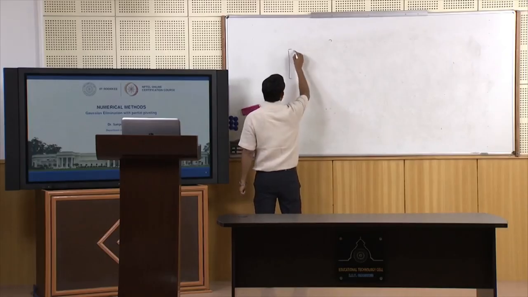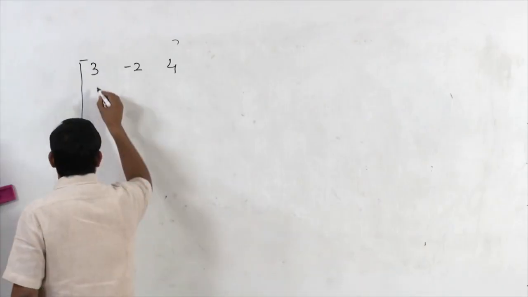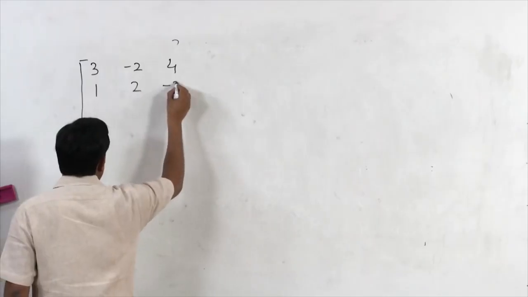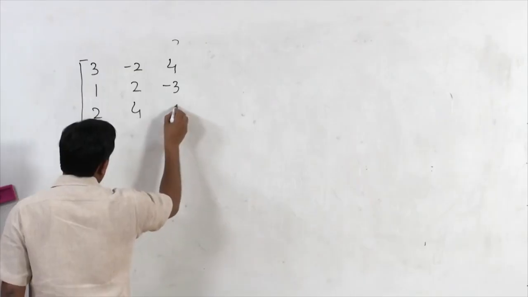Let us take a matrix with 3, minus 2, 1 as the first row, 1, 2, minus 3 as the second row, and 2, 4, 1 as the third row.